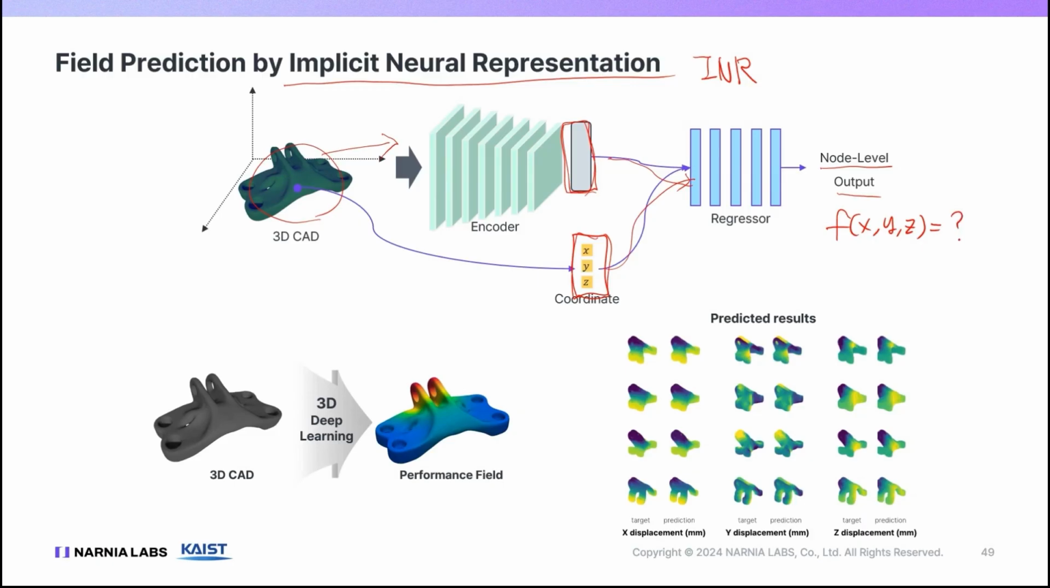So, in this way, instead of predicting all the field values at once, you predict the field values at the specific locations you want and reconstruct them. By doing this, the model can become very compact.